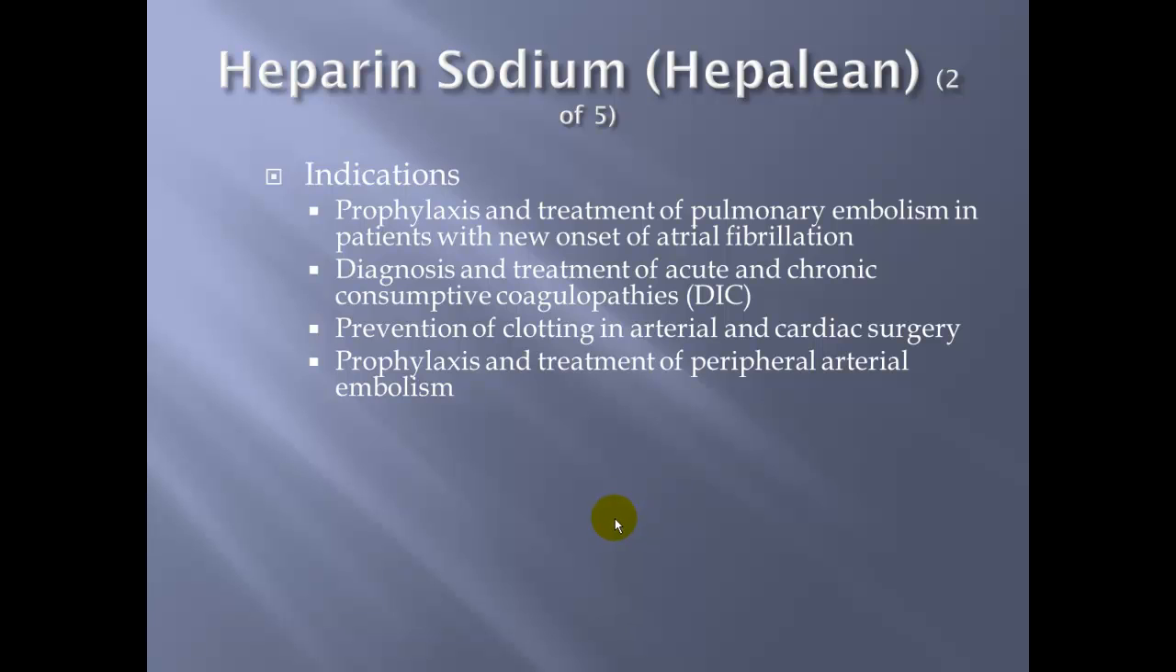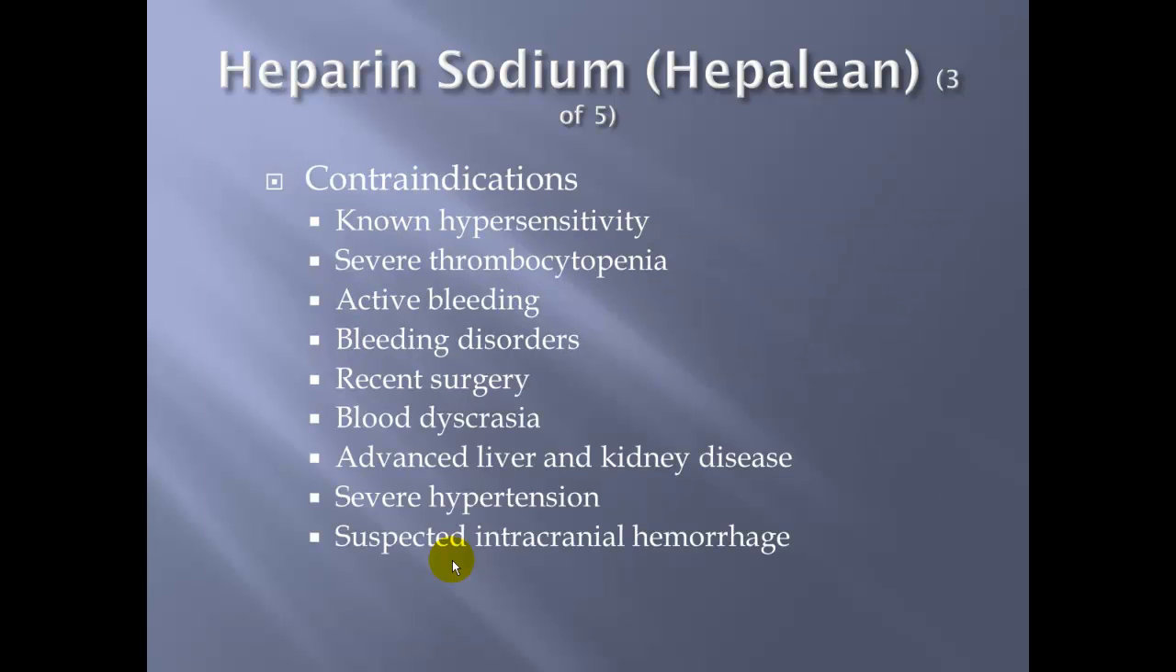Indications on this: prophylaxis in the treatment of pulmonary embolism, in the patient with a new onset of AFib. We do not want them to form clots. If they form them on the left side, they'll generally either stroke out or have a heart attack. Diagnosis and treatment of acute chronic consumption coagulopathies, or DIC, disseminated intravascular coagulation. Prevention of clotting in arterial and cardiac surgery. Prophylaxis in the treatment of peripheral arterial embolisms. So if we have an arterial embolism where it's cutting off blood supply, this is going to be prophylaxis in the treatment of that. Or please, let's not have that. Let's try to get ahead of it.